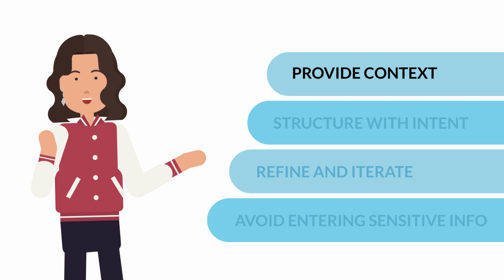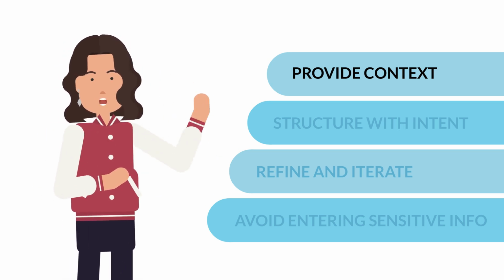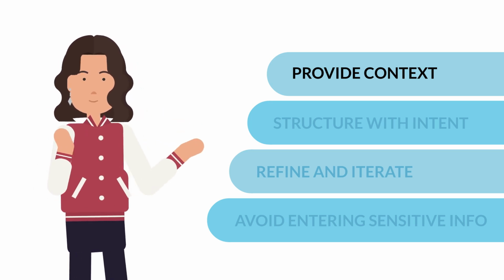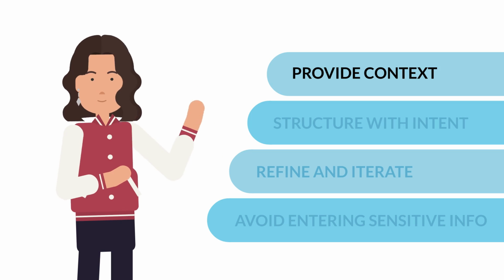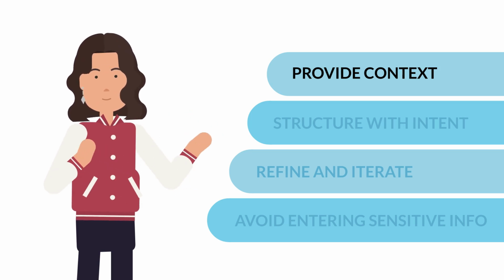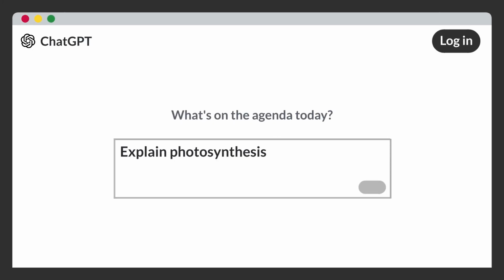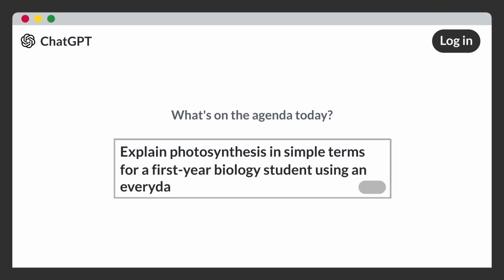A generative AI tool lacks your personal background, academic level, and specific goals. Therefore, it is important to provide the intellectual environment, that is, the context for your request. For example, instead of typing, "explain photosynthesis," you might try, "explain photosynthesis in simple terms for a first-year biology student using an everyday analogy." Notice how that extra context informs the tool about what you really need.